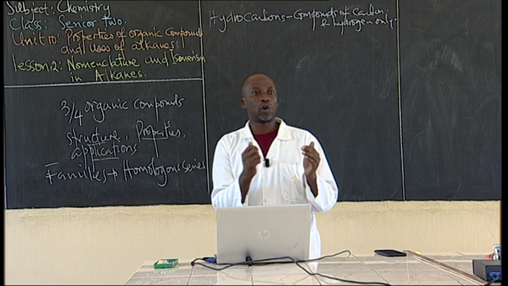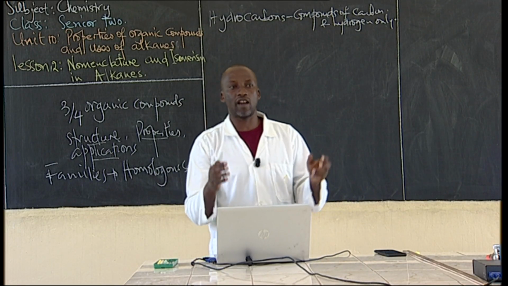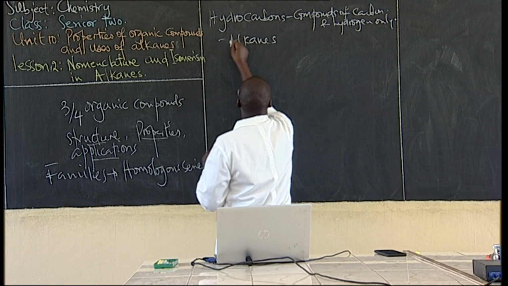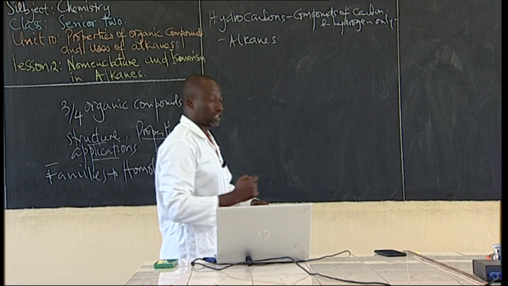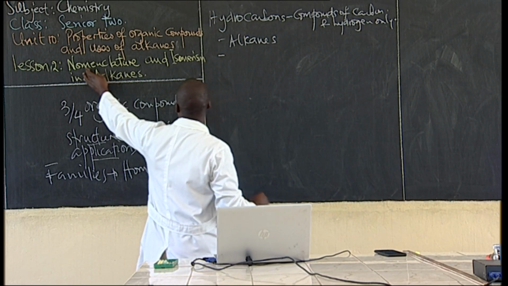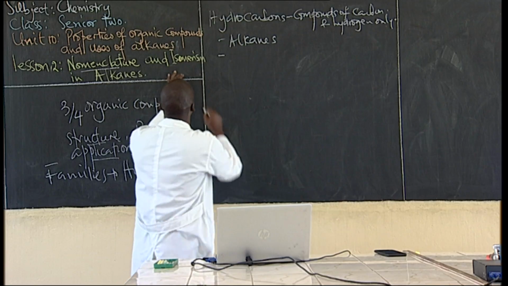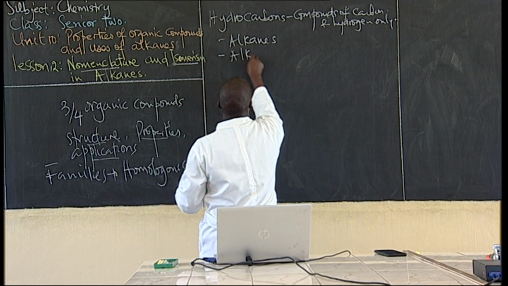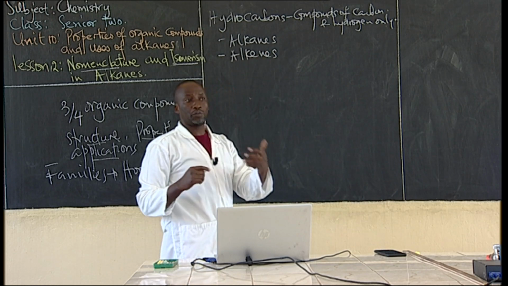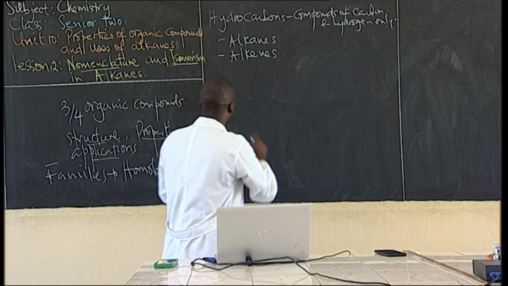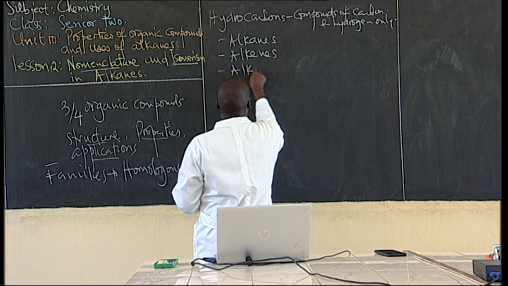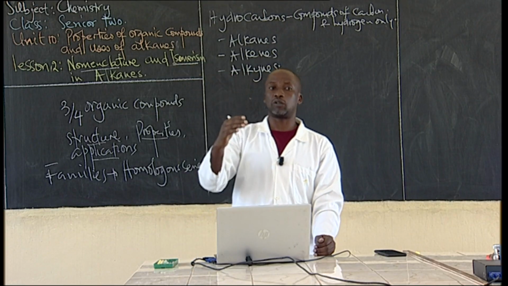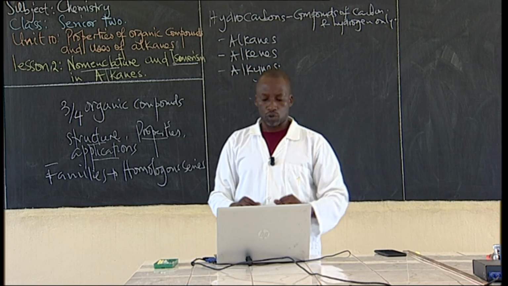So if we talk about the hydrocarbons, under the hydrocarbons we have alkanes, of which we are going to look at in this lesson. We'll talk about the nomenclature of the alkanes, and then we'll talk about the isomerism. Under the hydrocarbons we also have alkenes, which we'll have to meet at a later time in the future. And then we have the alkynes. And all those will also be met at a later time in other classes, probably in senior 3.